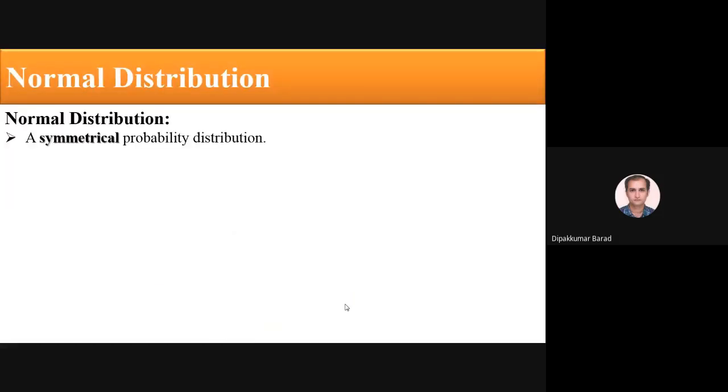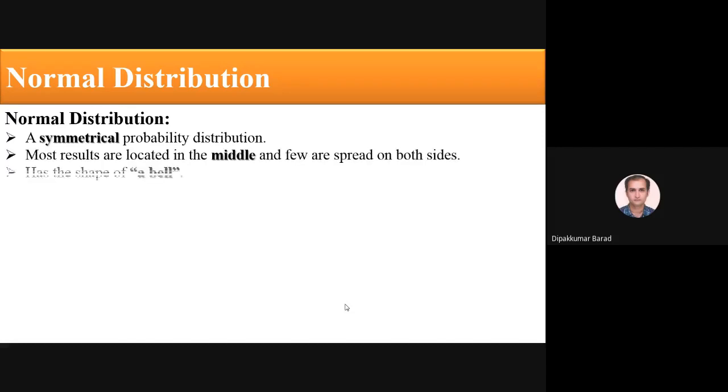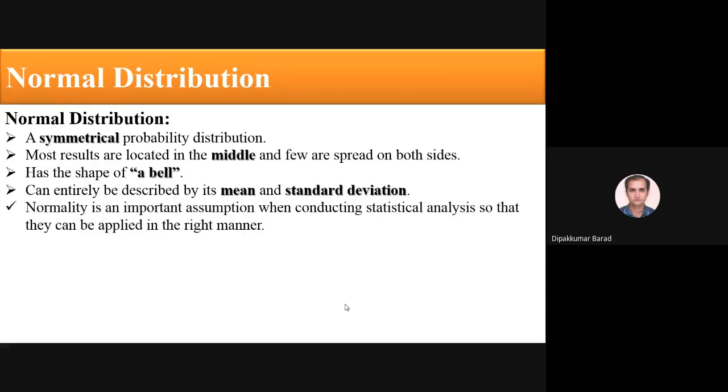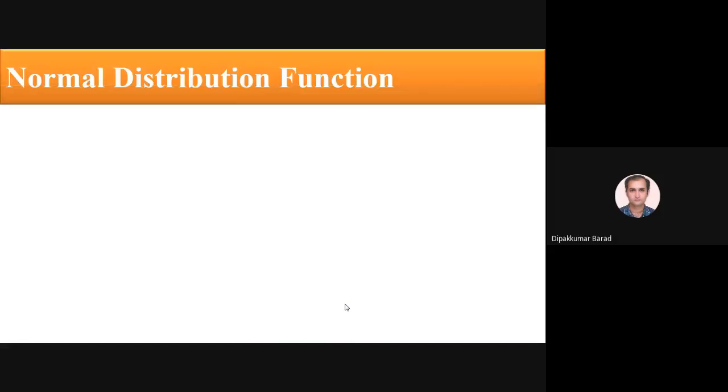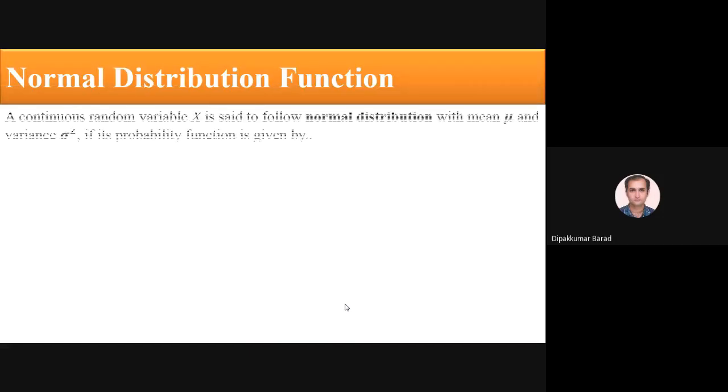And the normal distribution is symmetric. Most results are located in the middle, and few are spread on both sides, which gives a bell shape, and it can be entirely described by the mean and standard deviation. It is useful to interpret and analyze statistical data.